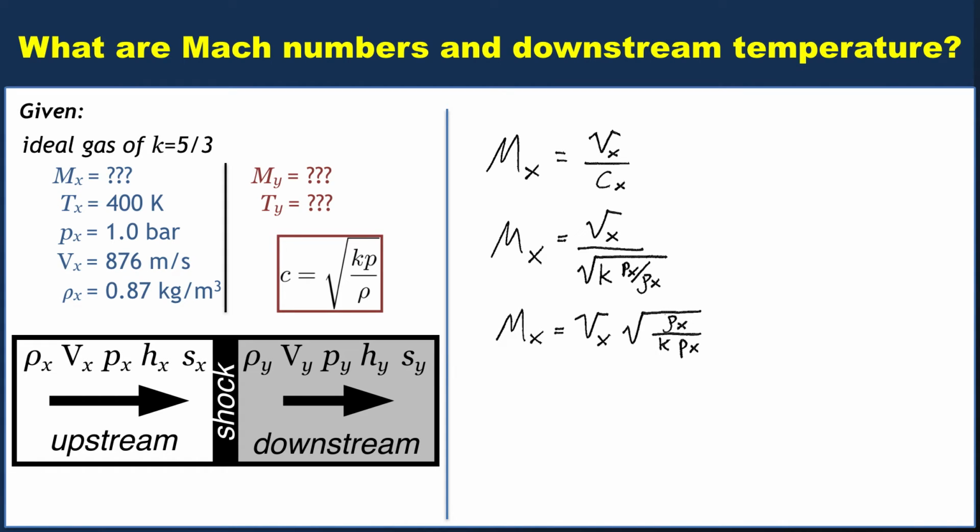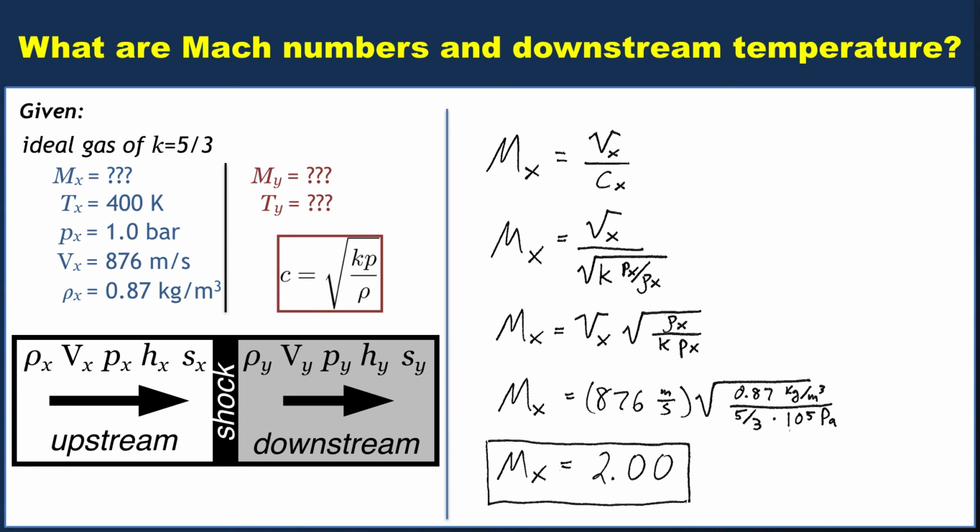And we can put in these values. So 876 meters per second for velocity. Density was 0.87 kilograms per cubic meter. K is 5/3, unitless. And the pressure is 1 bar. Remember, you should work in pascals if you want SI units. So we'll put in 10 to the 5th pascals. Work all that out, and Mx equals 2. So the Mach number was 2.